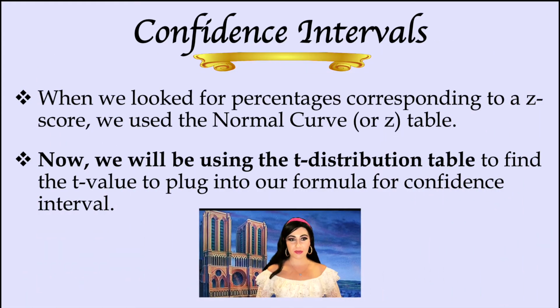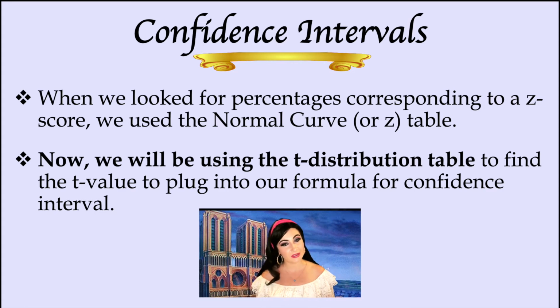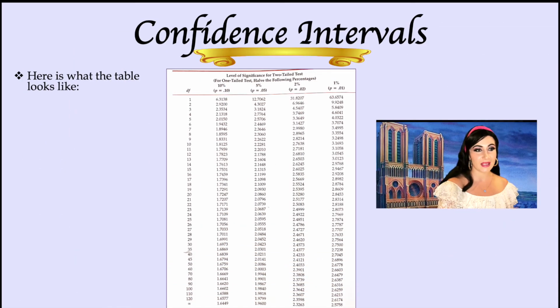When we looked for percentages corresponding to a z-score, if you recall, we used the normal curve or the z-table. Now what we're going to do is use the t-distribution table to find the t-value that we're going to need to plug in to our formula for confidence intervals. So this is an example of what the t-distribution looks like.